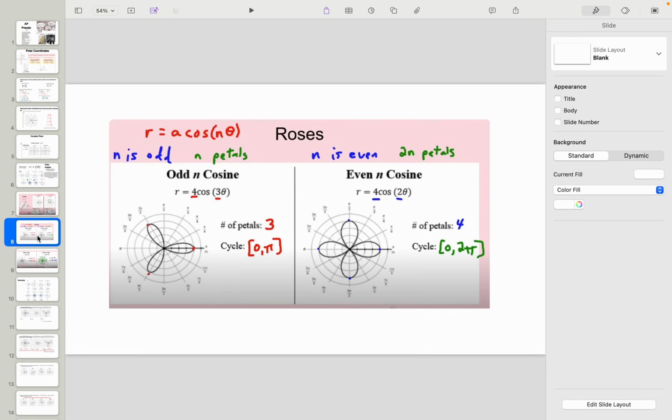So make sure that you can pick up the pattern on circles. It's pretty easy. Roses are a little bit more complicated. When we have cosine, first we're comparing cosine versus sine, but when I'm first just looking at cosine, n is the number of petals. Because this is a 3, I have 3 petals.